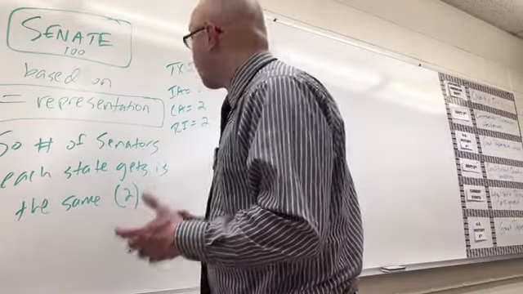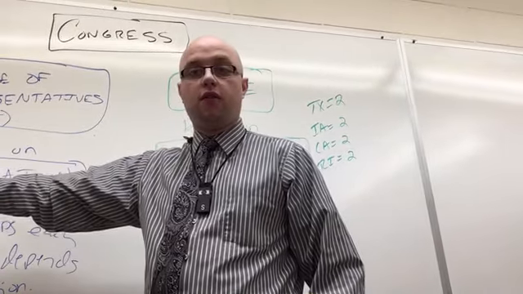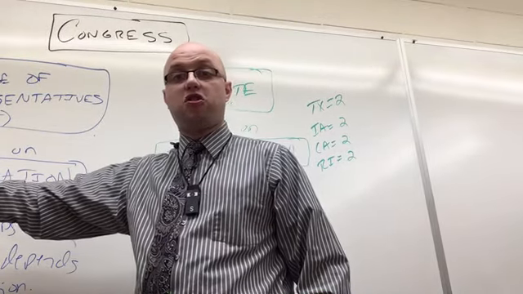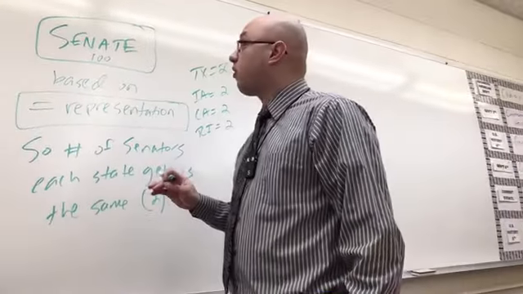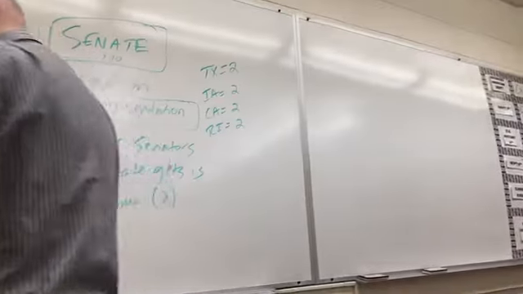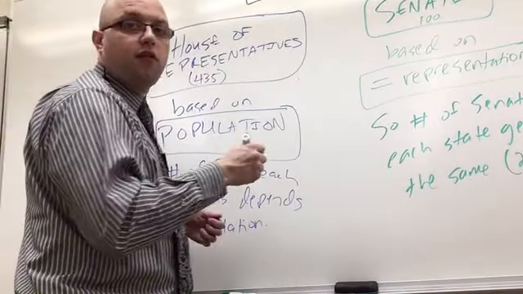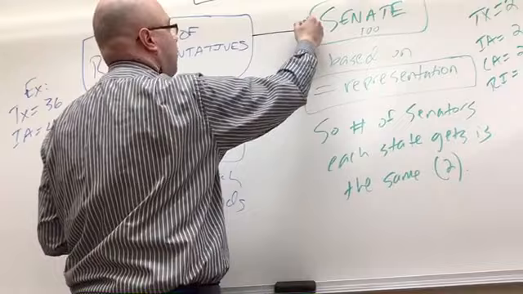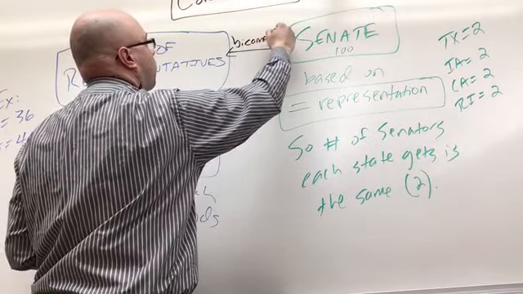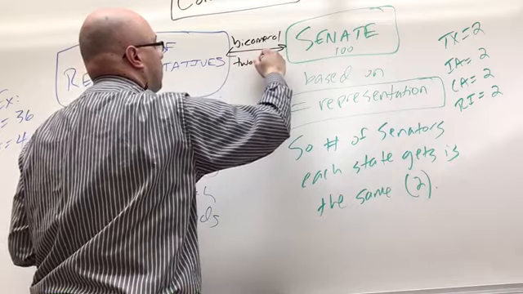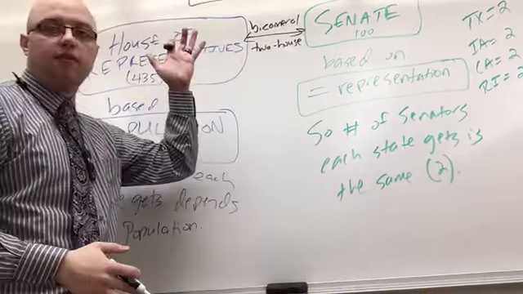So you have the House of Representatives on this side based on population, where the number of votes each state gets is determined by how big they are. And then over here you have the Senate, which is based on equal representation. And these two things together, because the Congress has 2 houses, we say it is a bicameral, or 2-house legislature. It has 2 houses, the House of Representatives and the Senate.